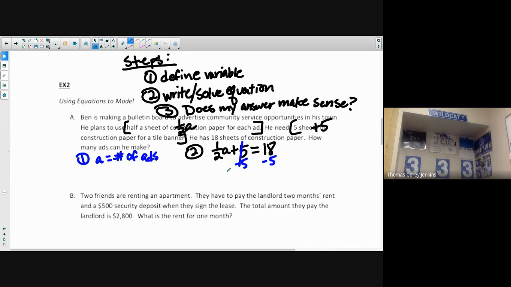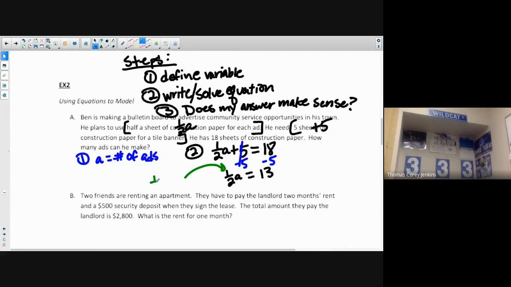And that's going to leave me with half a equals 13. At this point, you could multiply both sides by 2 over 1, or you could divide both sides by 1/2, either way. I would also make one more note because this is good to understand. I think this might help because some people get confused here.